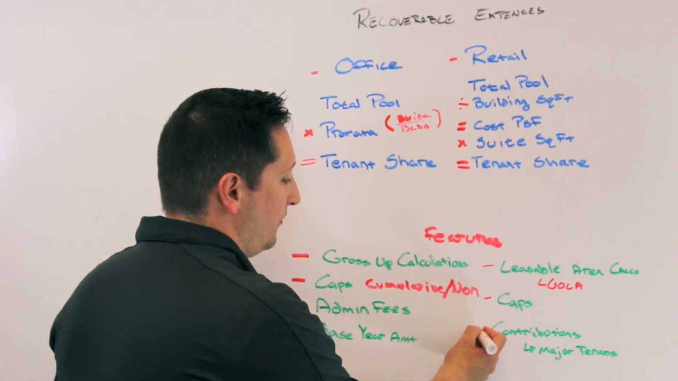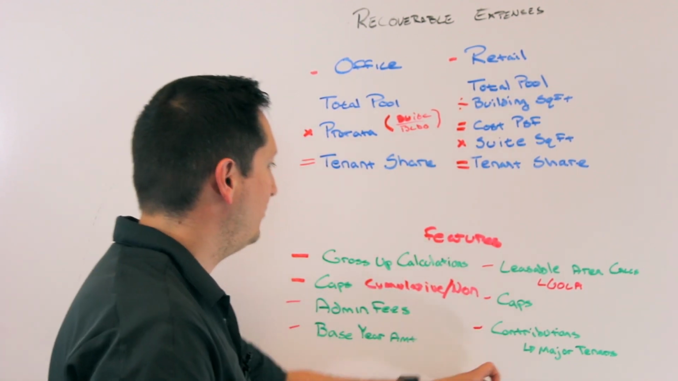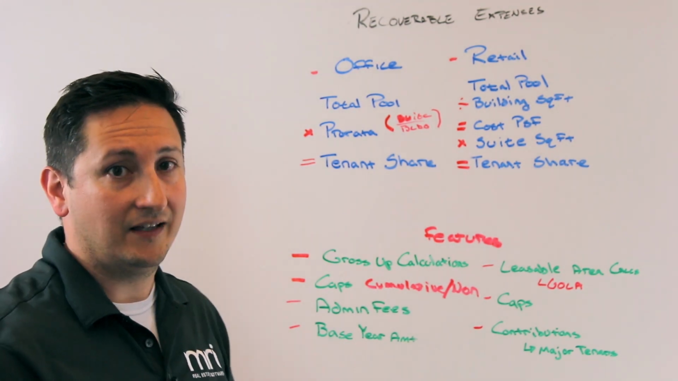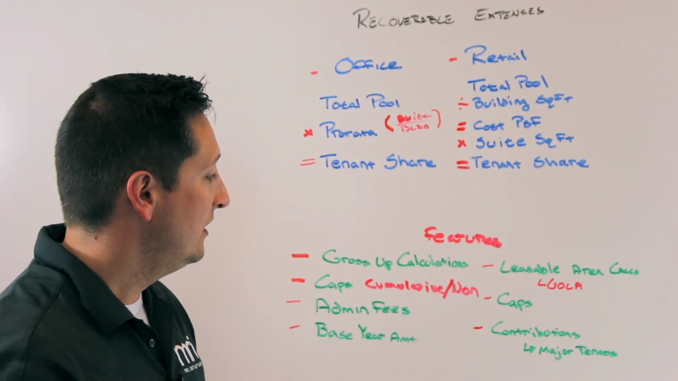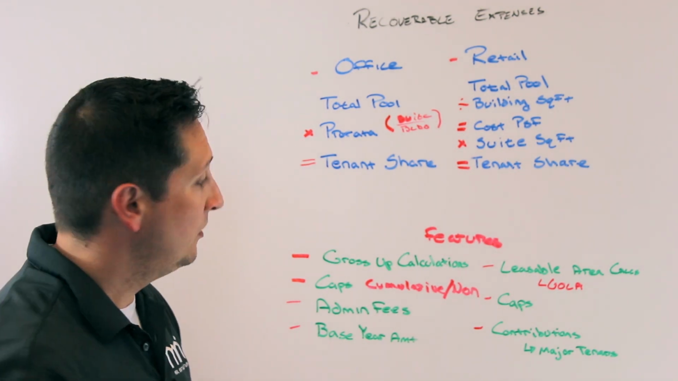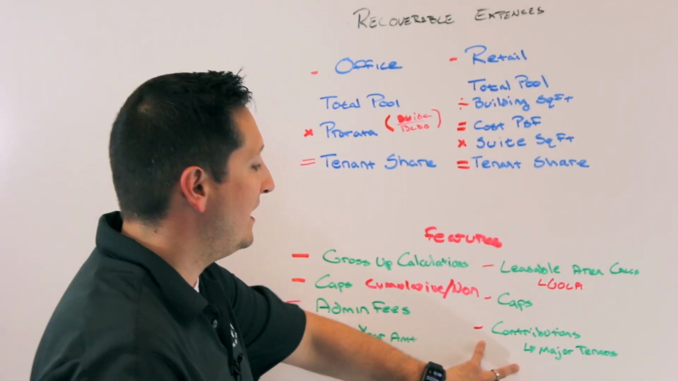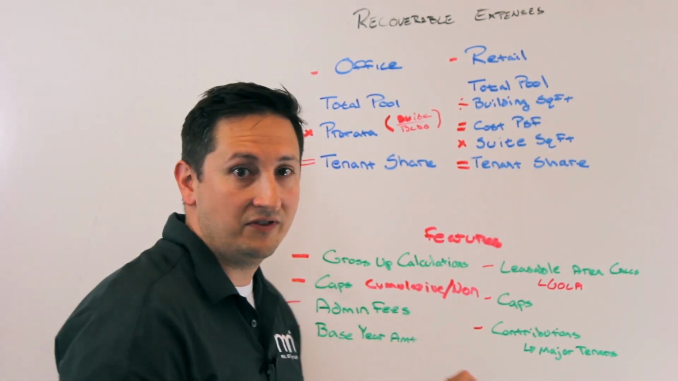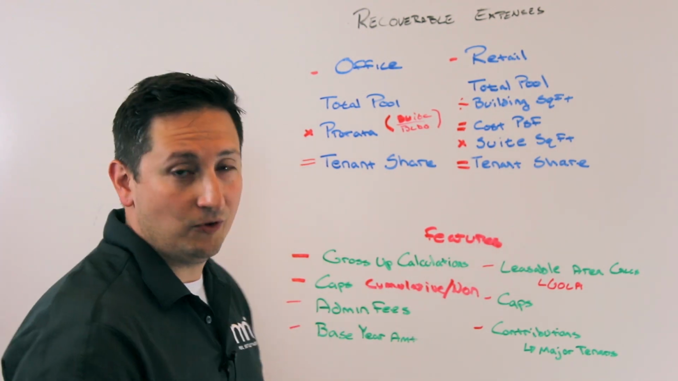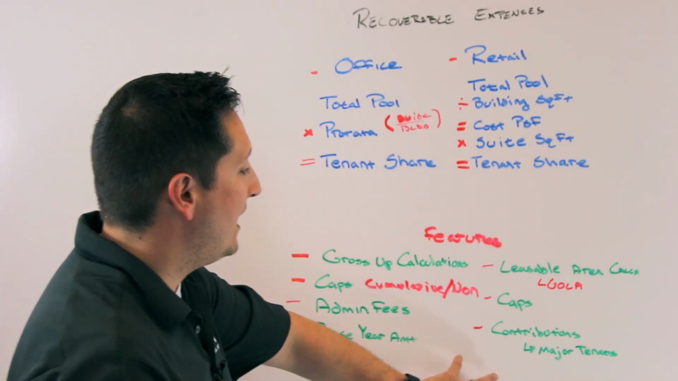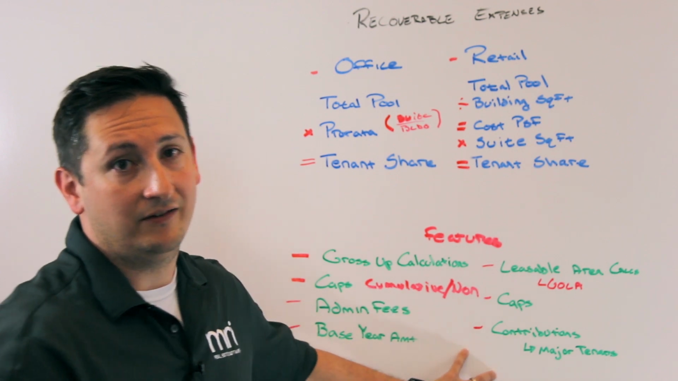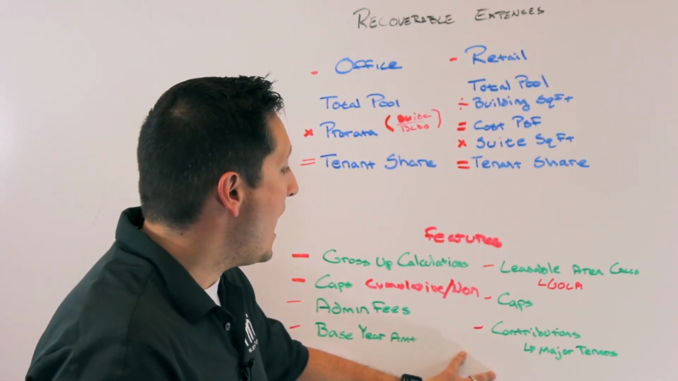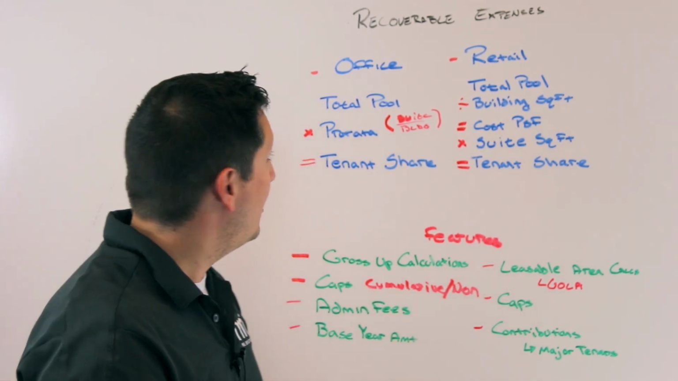And the one thing you'll see over here that's a major differentiator from the office calculation is that you have your contributions. Contributions are ways to reduce or increase, depending on whether it's the major tenant or the inline tenant, what the recoverable share is by modifying what the total pool is as well as the unit square feet. So that's a little about recoveries.